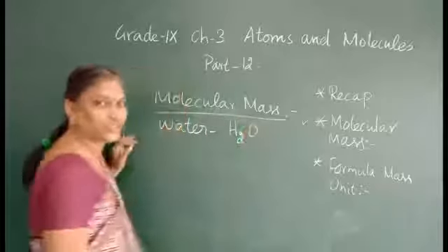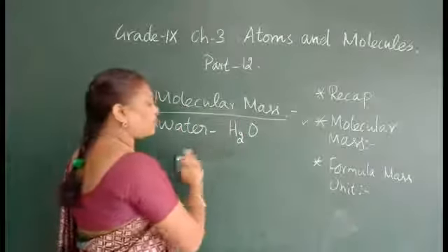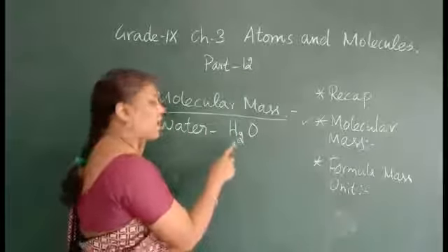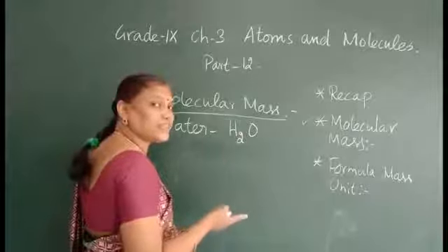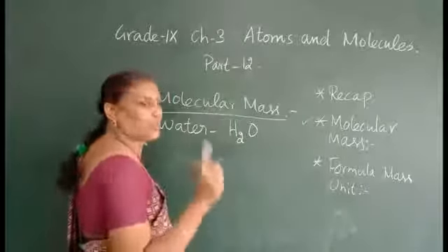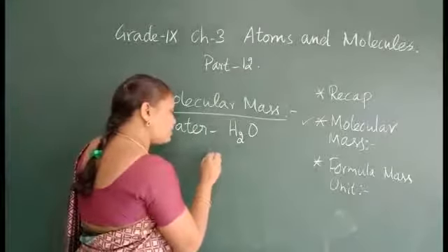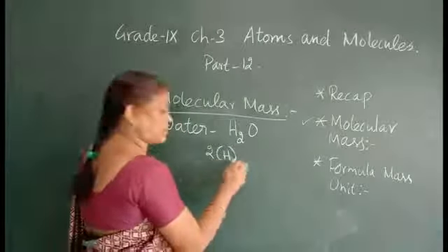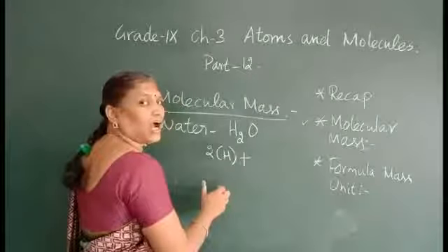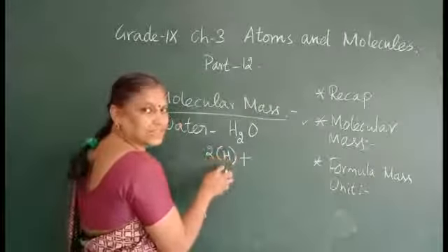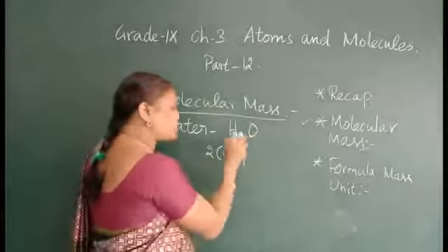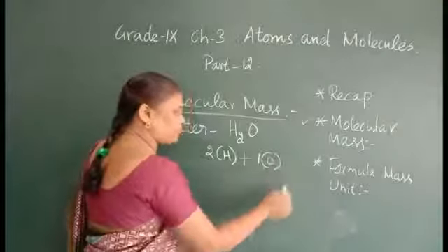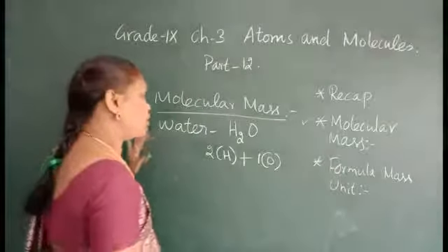H2O. Here, what are the atoms present? Hydrogen and oxygen. How many hydrogen are present? Two hydrogen. How many oxygen? One. So there are 2 hydrogen atoms, and we need the sum of atomic masses of all the atoms present in a molecule. So in this molecule, there are 2 hydrogen and 1 oxygen. What is the atomic mass?